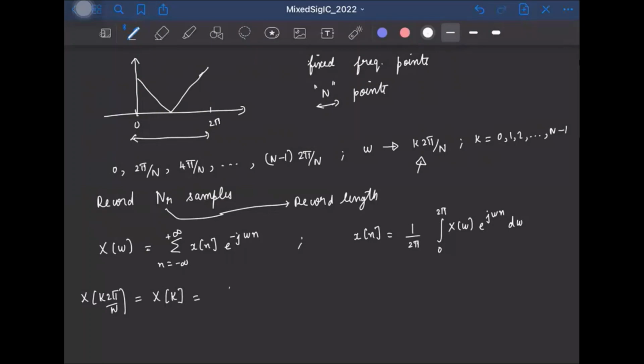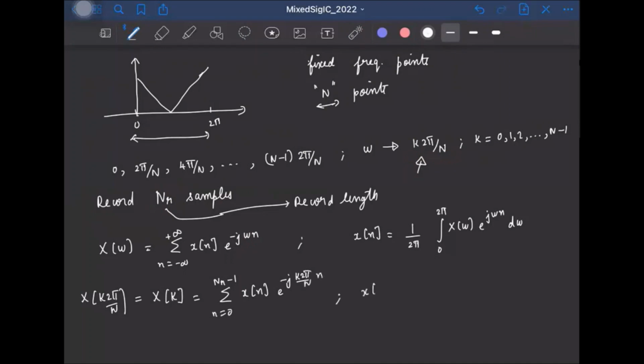And this is equal to what? Summation. Again, we have decided that we are going to record only NR samples. So the summation will range from 0 to NR minus 1. And then we have x of n e power minus j. Again, we'll replace this omega here by k times 2 pi by n. So we have k times 2 pi by n times n.